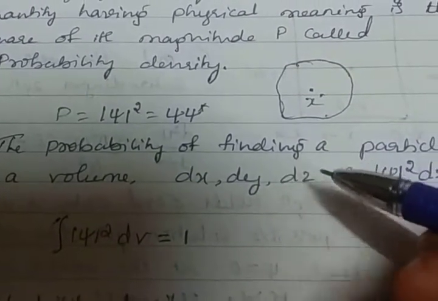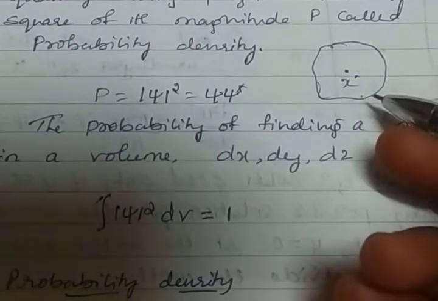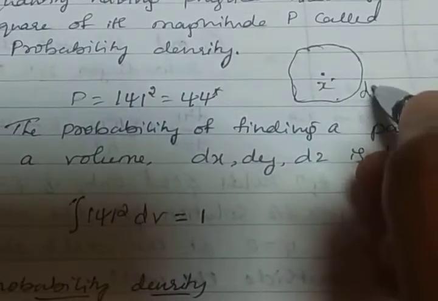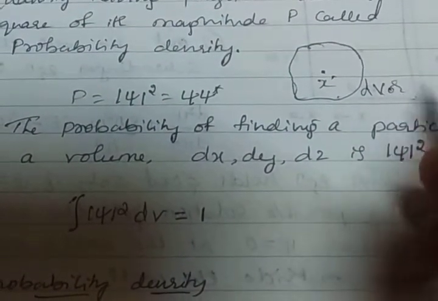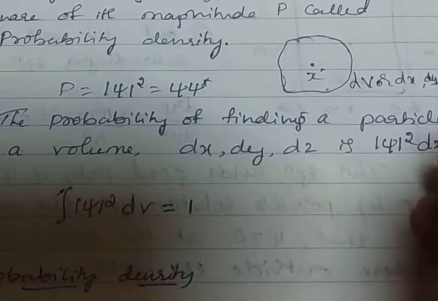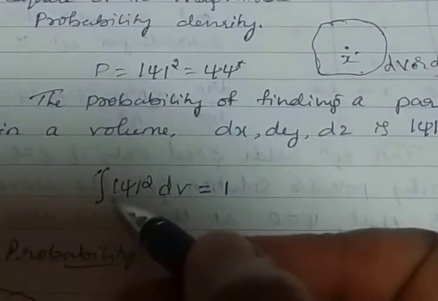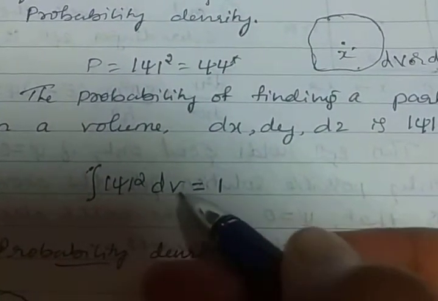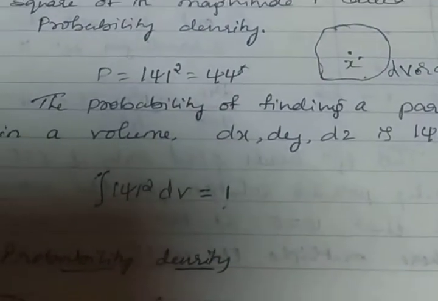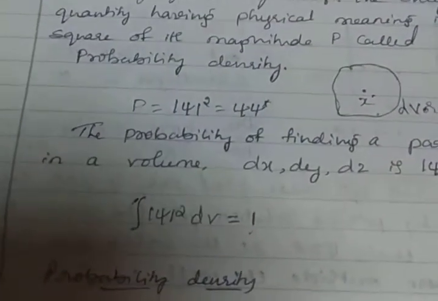The probability of finding a particle in a given volume of space, where the volume of space is represented by dv, which can also be written as dx, dy and dz, is given by the integral of magnitude xi squared dv is equal to 1.